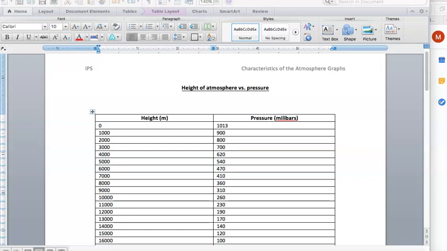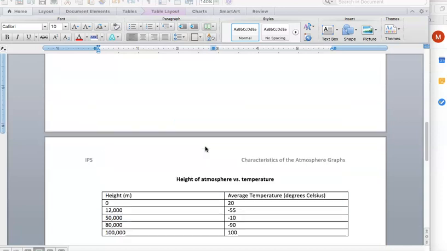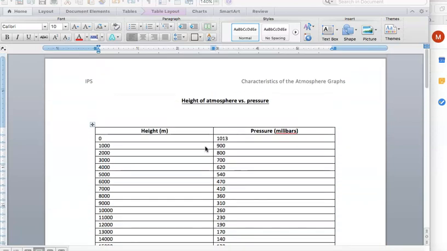Richmond, and for this video I'm going to walk you through how to complete the characteristics of the atmosphere graphs. For this assignment you are to make two graphs. You have a couple different options. You can either handwrite them, use Google Sheets or Microsoft Excel. I'm going to assume that most of you are more comfortable using Google Sheets, so that's what I'm going to show you as an example in just a moment.